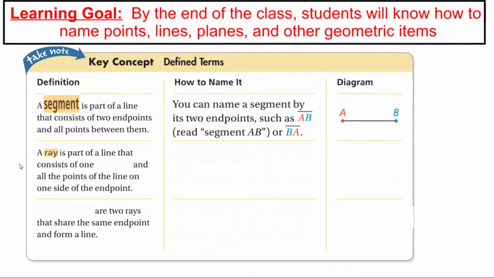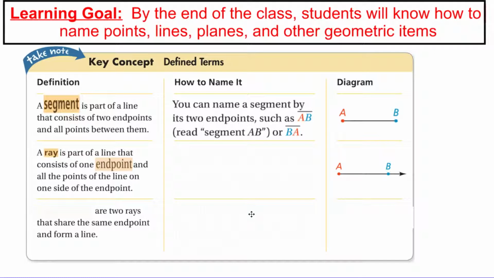Okay. We could also have a ray that consists of only one endpoint. So lines don't have endpoints, they go forever in both directions. Segments stop on both sides. A ray just stops on one of the sides, but on the other one it does go on forever. So take a look at a picture of a ray. Okay, it could look like this. So it stops on one side but goes forever in the other direction.